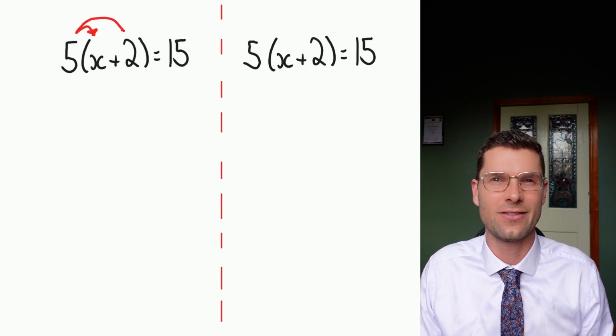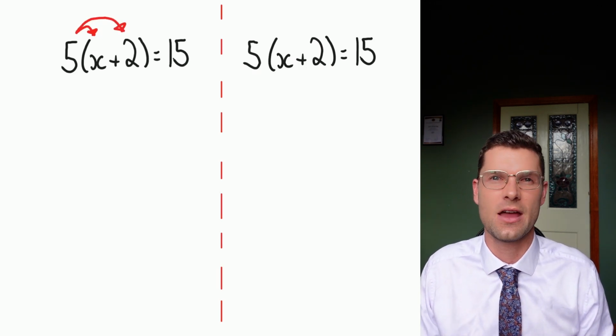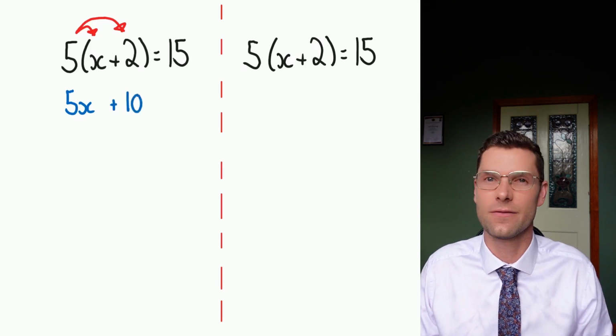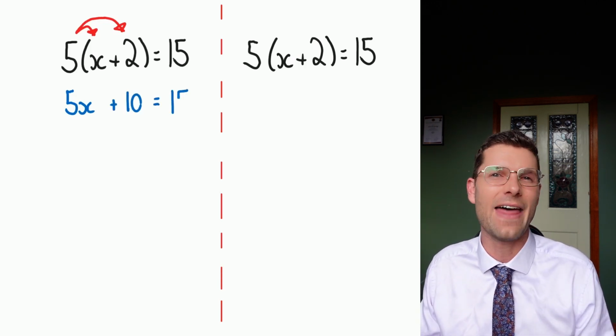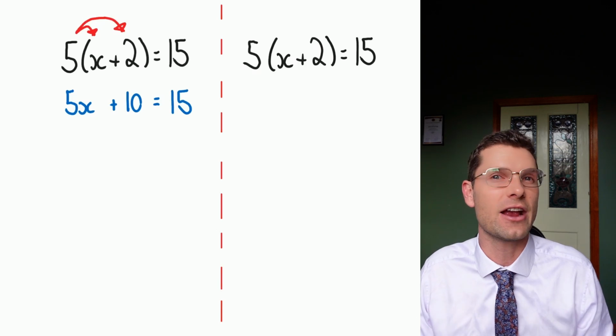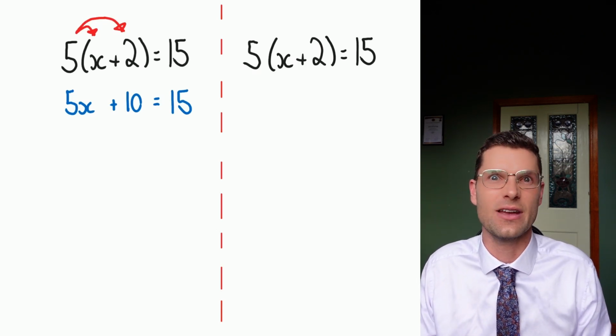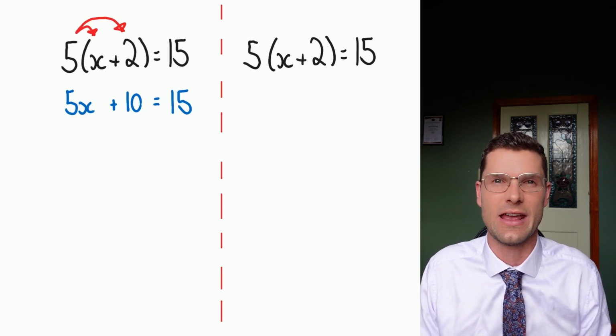So I'm going to expand the brackets on the first one. So I've got 5 multiplied by the x, so 5x, plus 5 times 2, which is equal to 10, and that's all equal to 15. I haven't actually changed anything with the equation, so my equal sign has to be exactly the same. It's still equal to 15. That's the first step if you're deciding to expand.